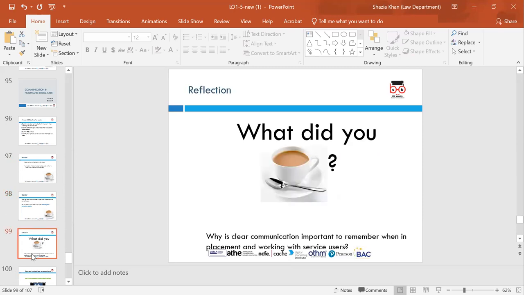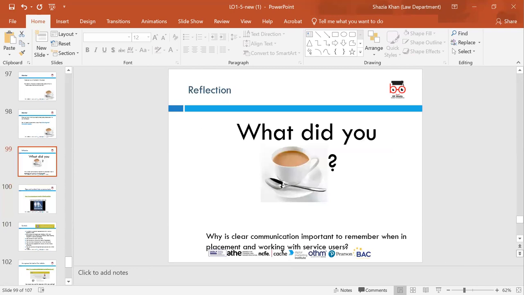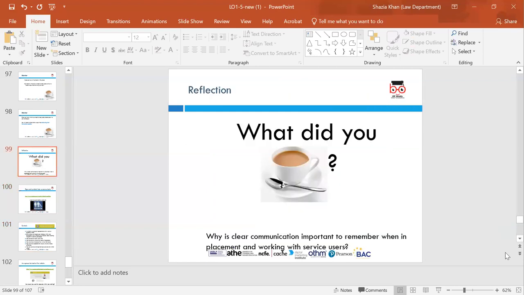Why is clear communication important? Remember that it's so important when on placement and working with service users. Good communication skills have a positive impact on the health profession, because you're able to communicate clearly and without any issues, and your message is clear for the other person to understand.